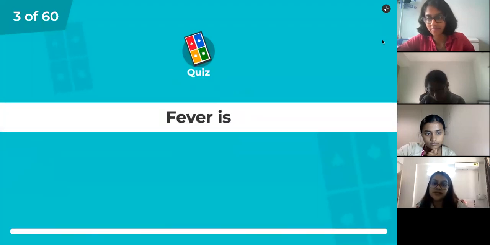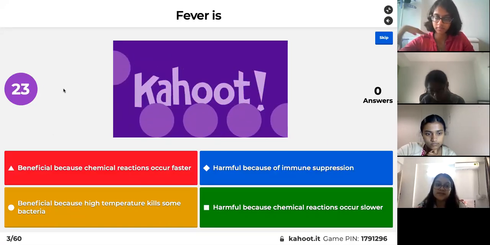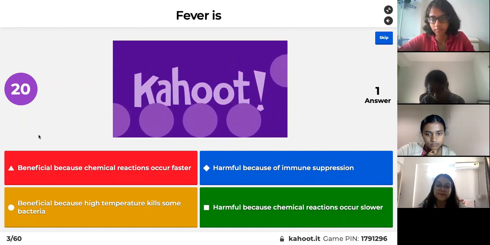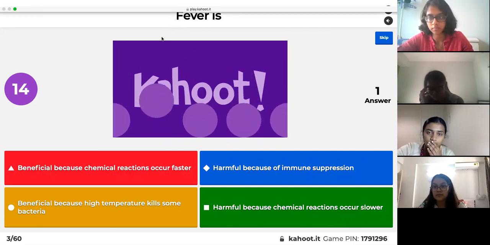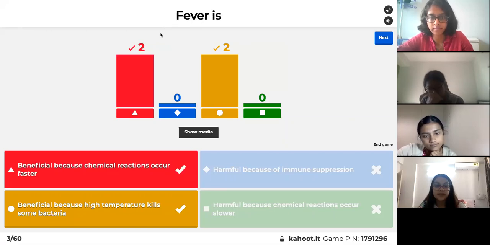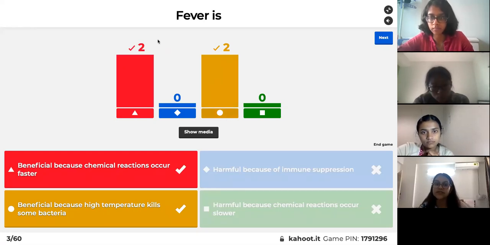So which of the following is true about fever? And there's multiple answers to this. Yeah, so there's two reasons why it's beneficial. The first is because it allows chemical reactions to occur faster. And the reason why that's important is basically because it's going to allow your immune system to be activated and work faster. And it also has high enough temperatures that it kills some bacteria, so it can denature their enzymes.